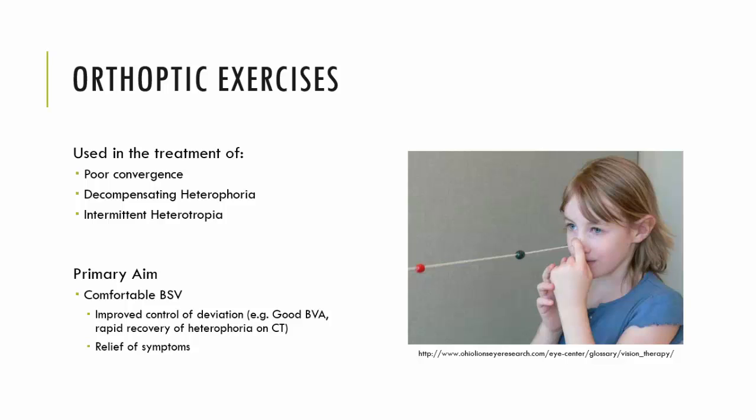So when we prescribe orthoptic exercises, what we're aiming to do is assist the patient, obviously to become asymptomatic, but to achieve comfortable BSV. And to do this, generally we're going to look at either improving the convergence range where the poor convergence is the issue, but generally it'll translate into improved control of the deviation. And the way we get confirmation that we've improved control of the deviation, obviously symptoms are one part of that, but we look for an improvement in BVA, binocular visual acuity, and we look at that cover test result looking for rapid recovery on cover test for heterophoria, and then more difficulty in dissociating a patient with an intermittent manifest deviation.